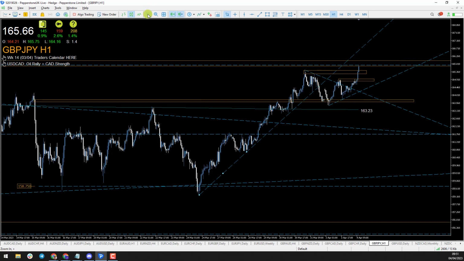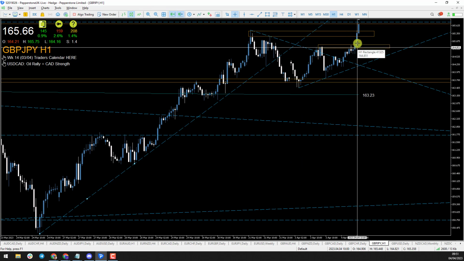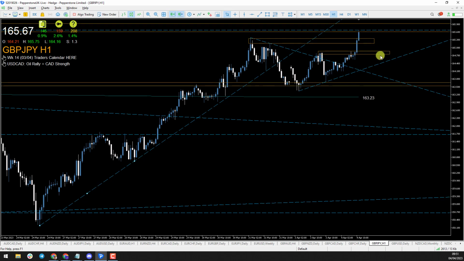And the 165 is an area I like a lot, because those were the previous highs before price really took off to the level of resistance, being that 165.75 area. So if price can pull back down to the 165, give us some kind of bullish price action in there, that would be ideal to see a potential long opportunity.